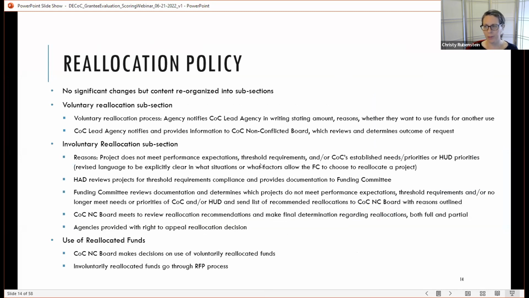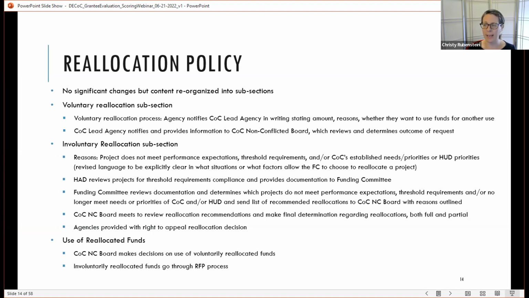The reallocation policy. For those unfamiliar with the term, reallocation in HUD lingo means when we take funds from an existing project and direct them toward a new use. That can happen either by taking all of a project's funds or a portion of a project's funds. Either way, it's considered reallocation. No significant changes, but again, the content was reorganized into subsections. So we have a subsection for voluntary reallocation.